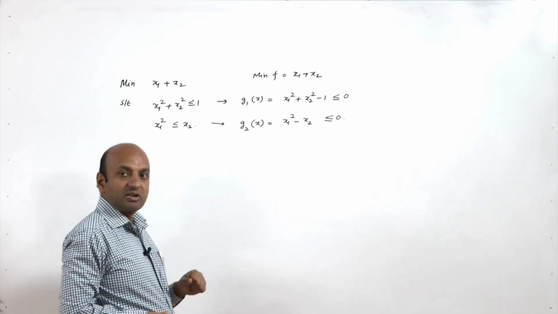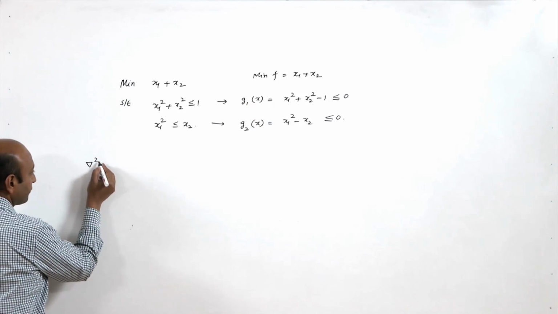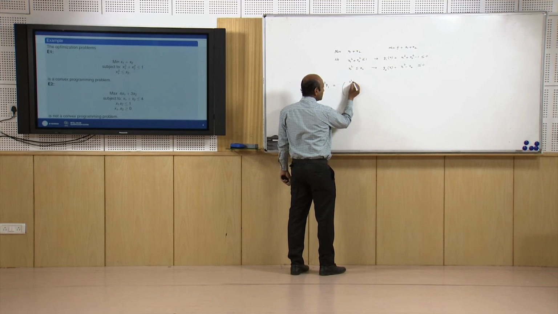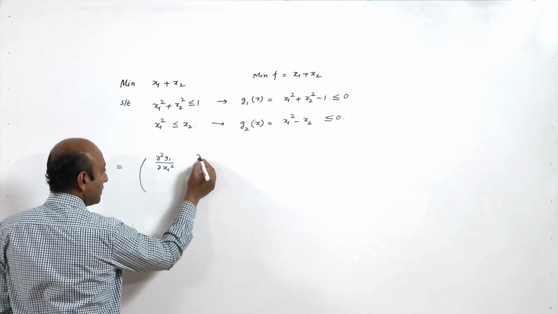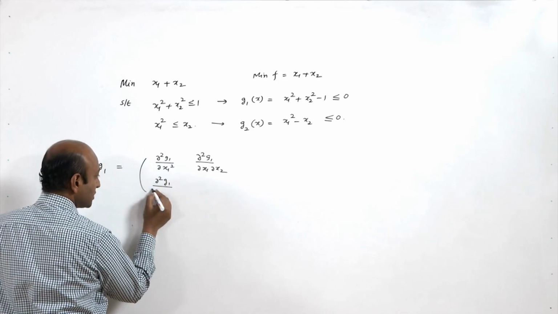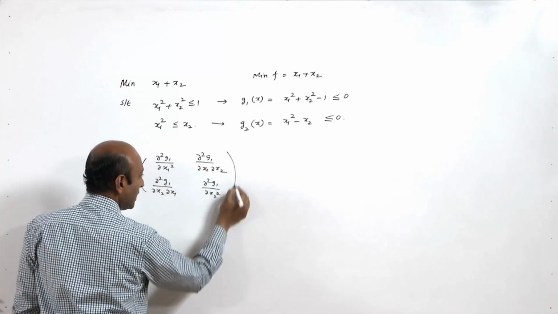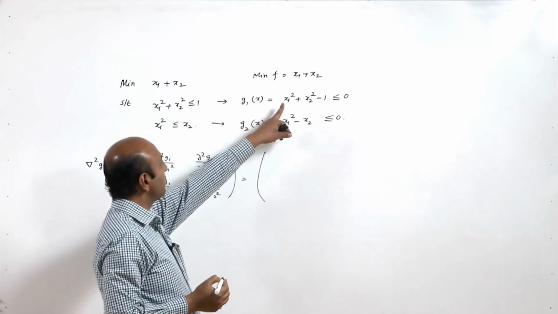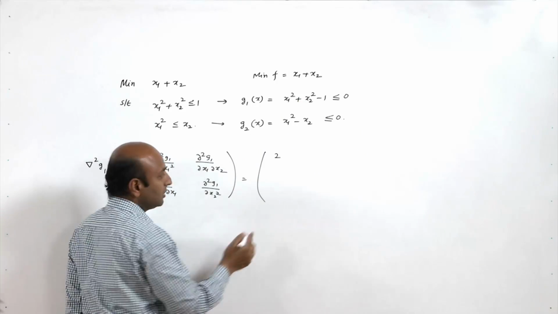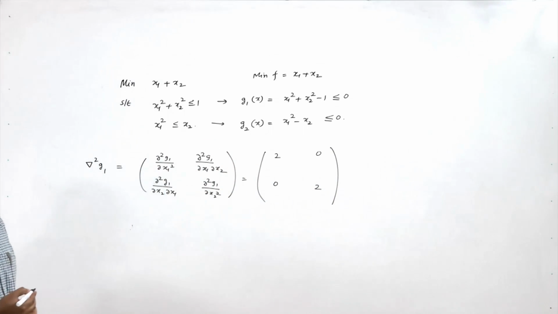Now, if we talk about the first constraint, to show whether it is convex or not, you take the Hessian matrix of G1. What will be the Hessian matrix of G1? It will be nothing but del square G1 upon del x1 square, del square G1 of del x1 del x2, del square G1 of del x2 del x1, del square G1 of del x2 square. If you take the second derivative of g1 with respect to x1, it is 2. There is no term involving x1 and x2 in this constraint. So, this is 0, this is 0, this is 2, again 2. So, this will be the Hessian matrix with respect to g1.